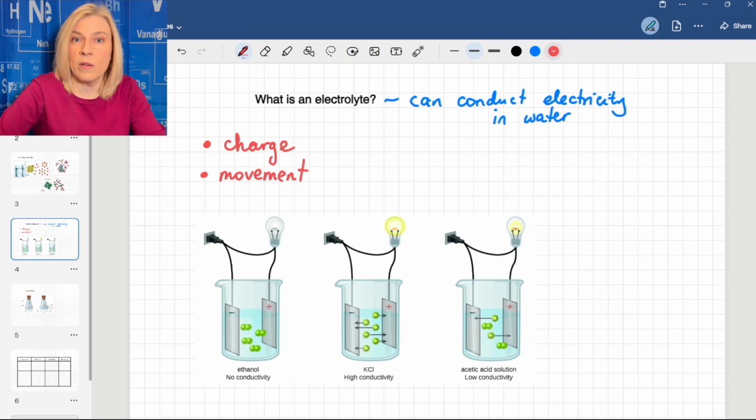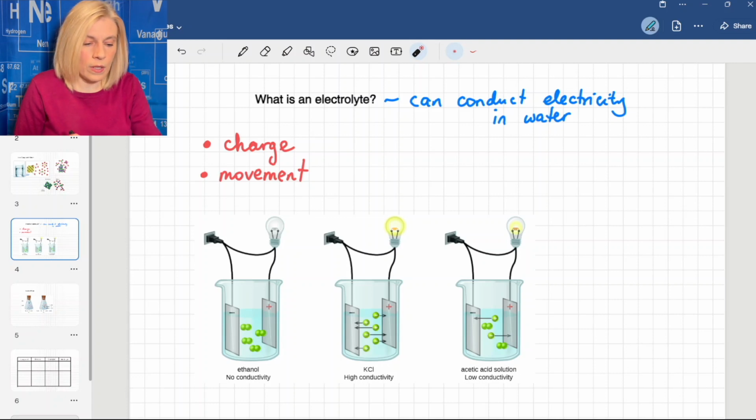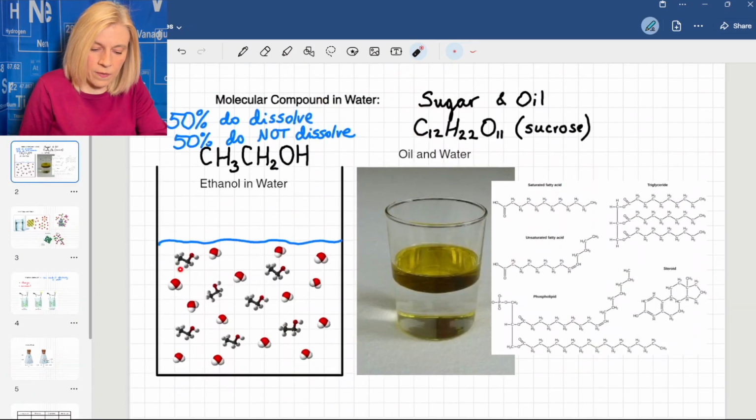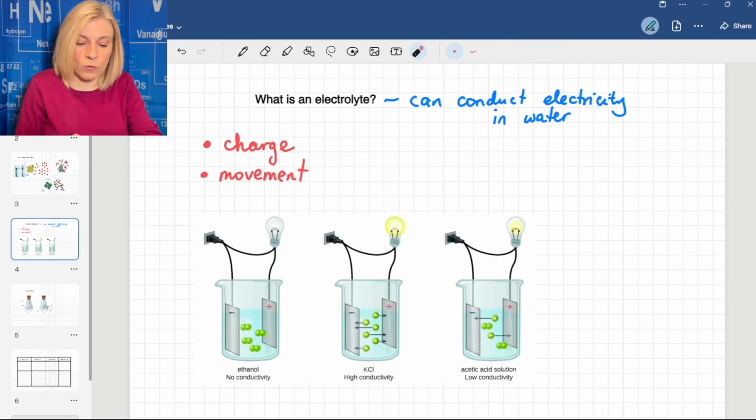So let's talk about molecular compounds and electrolytes. Here, this diatomic molecule represents ethanol. So when you put ethanol in water, let's review quickly. Here is ethanol swimming between water molecules. Did it break apart into ions? Do you have charge? No, there is no charge.